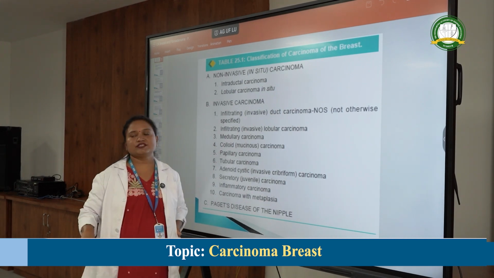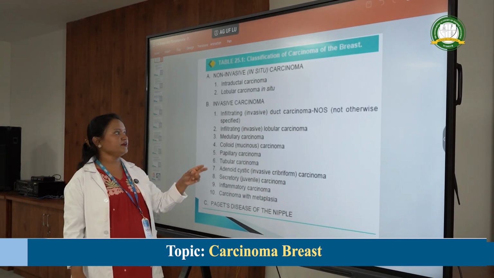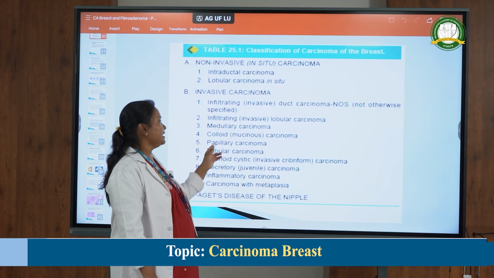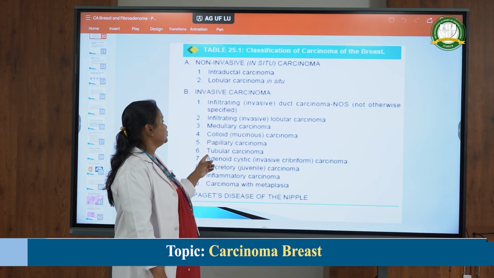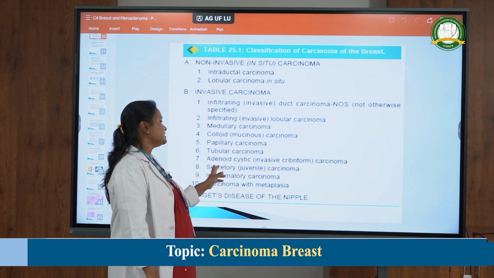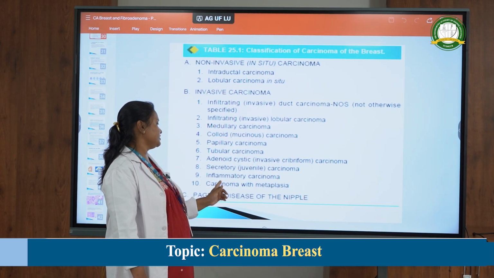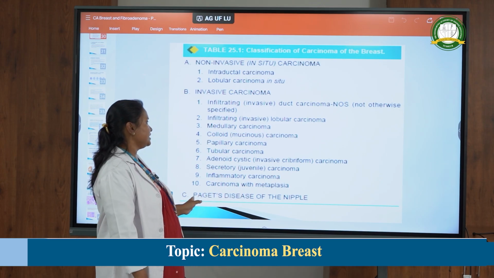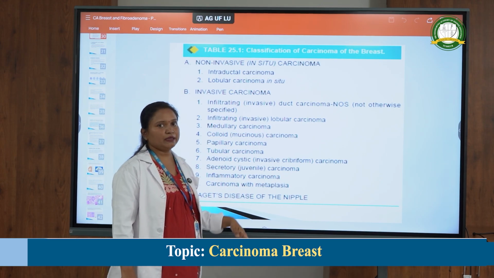Infiltrating lobular carcinoma is the next commonest tumor, then medullary carcinoma, colloid or mucinous carcinoma. Next is papillary carcinoma, tubular carcinoma, adenoid cystic carcinoma, secretory carcinoma, inflammatory carcinoma, and carcinoma with metaplasia. And also the last one is Paget's disease of the nipple.